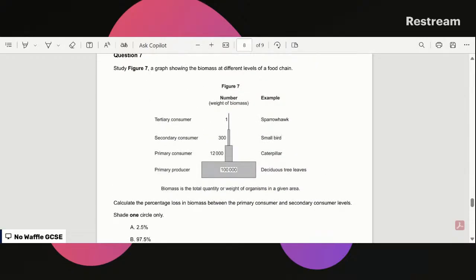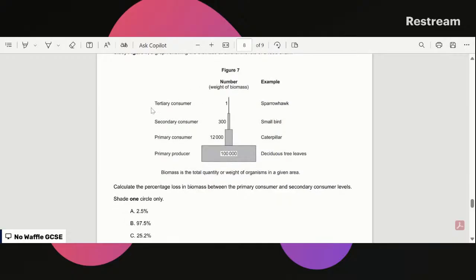Study this figure, a graph showing the biomass of different levels in the food chain. So you've got sparrowhawk, which is a tertiary consumer, small birds, secondary consumer, caterpillars primary, and deciduous tree leaves are primary producers. So calculate the percentage loss in biomass between the primary consumer and the secondary consumer. So 1200 to 300, what is the percentage change or the percentage loss? So try and calculate this, and I'll reveal the answer in a short second.